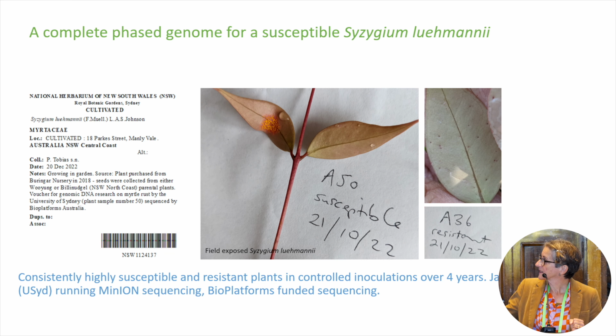This other plant is always susceptible, and these are actually field infected. Even though when we control inoculate they have the same response, even in the field they do this. Bioplatforms have funded some sequencing, and we're again pulling those genomes apart and scaffolding them into chromosomes. Right now we're running this plant through the MinION. In fact, Jacob Downs has been running it just over the last few days, so we'll be able to do some comparative work on those genomes.